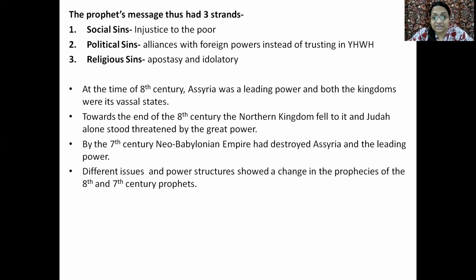Gradually, towards the 7th century, the Babylonian empire entered and destroyed the Assyrian kingdom, and it became the leading power. So now the Babylonian kingdom became the leading power in the 7th century.